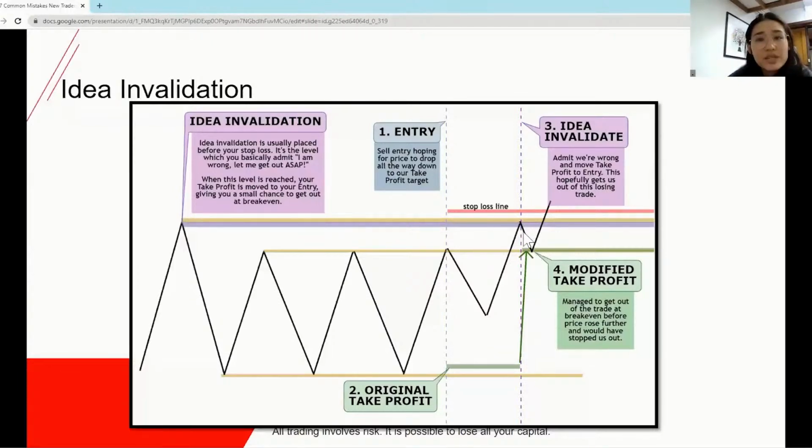And you can see price immediately reversed off the take profit towards the stop loss. So we do get a break-even profit, even though we would have gotten stopped out if we didn't do this. So at least over here, we get some profits. Okay.